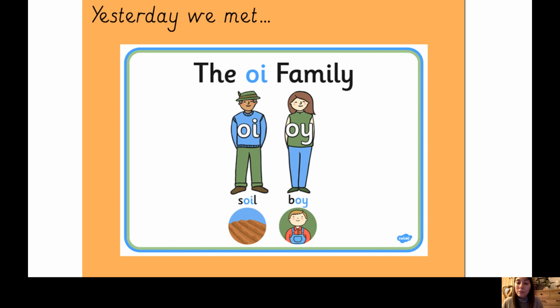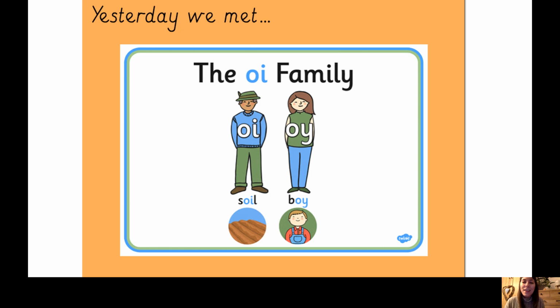So this was the Oi family from yesterday. So we've got Mummy Oi and we've got Daddy Oi. Daddy Oi is spelled O-I. He is a digraph, 2 letters making one sound. Mummy Oi is also a digraph, but she is spelled O-Y. I wonder if you could remind somebody at home about who these members are and what it is that they do. Where in the word do they come and why?